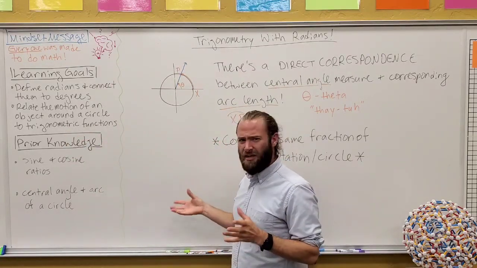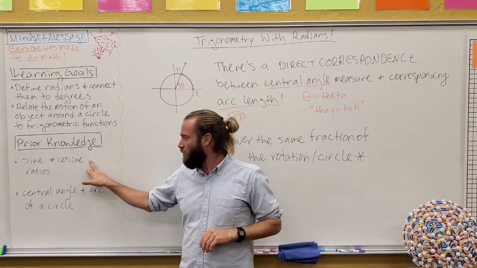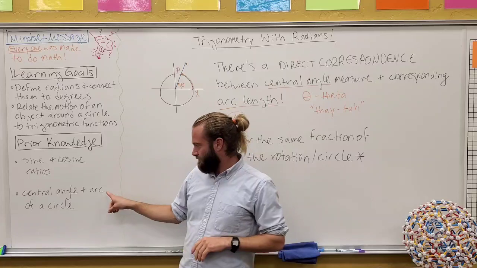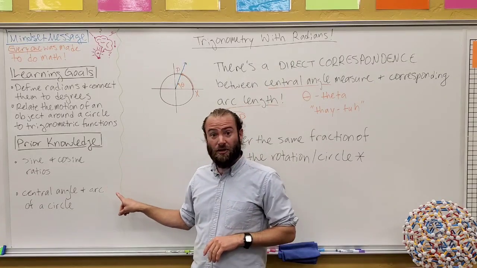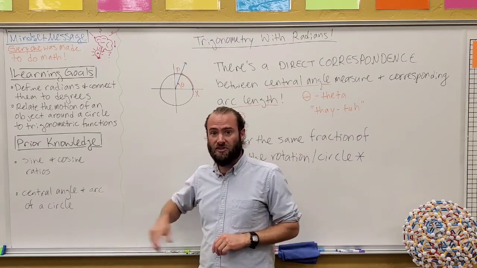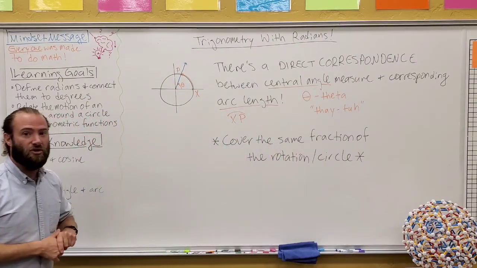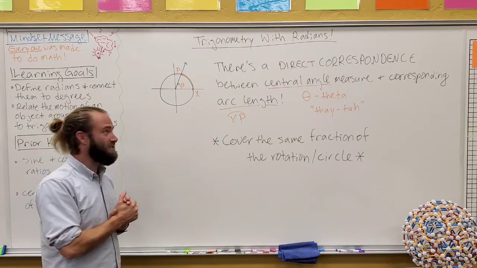Prior knowledge for today is pretty much the sine and cosine ratios, remembering what those are, and some vocabulary from geometry for circles, which would be a central angle and the arc of a circle. So let's dive right into our initial core idea for today's lesson.